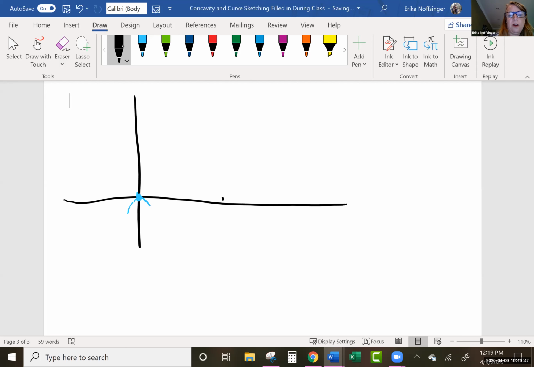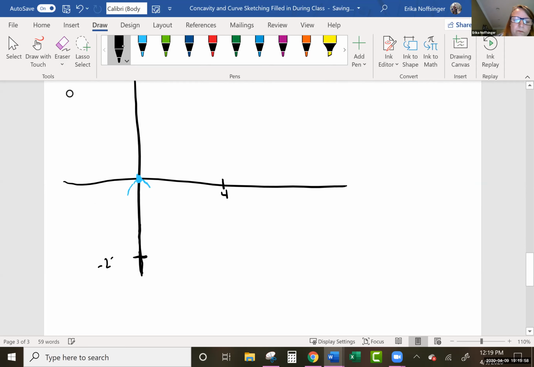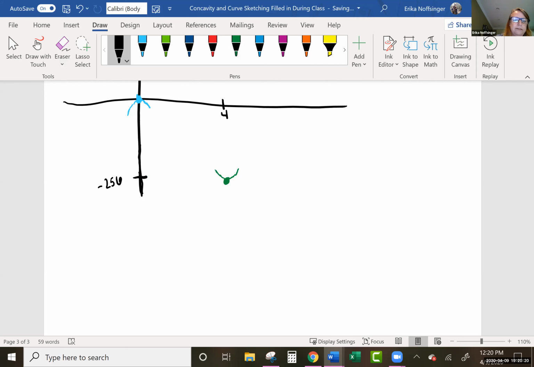and then at 4, so let's say 4 was here, we found that way down here at negative, was it 256? We had a minimum value. So it was decreasing till we hit that point, and then we changed direction and we went back up. And we increased from there on out. And so let's look at the second derivative, and we can find those values where we have inflection.